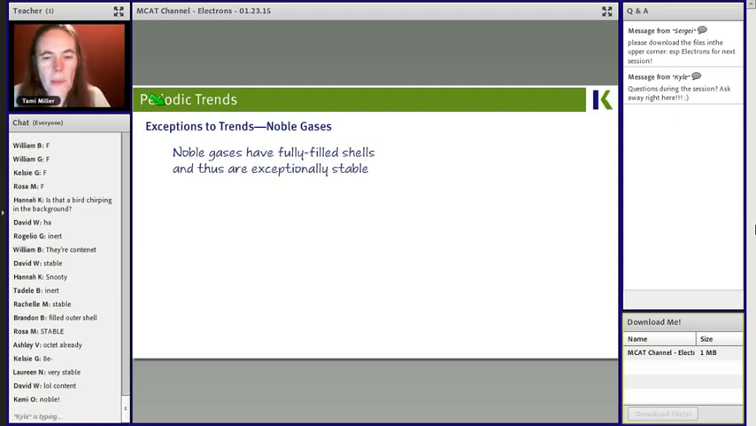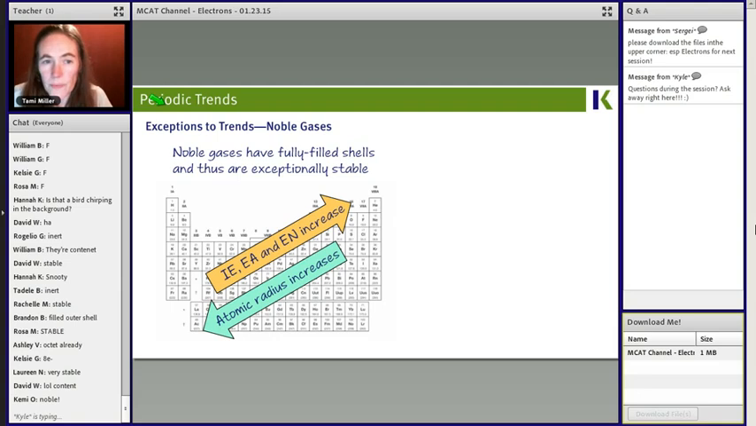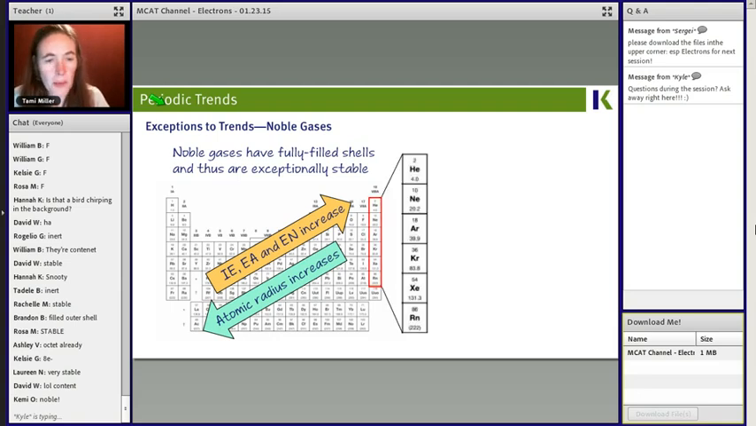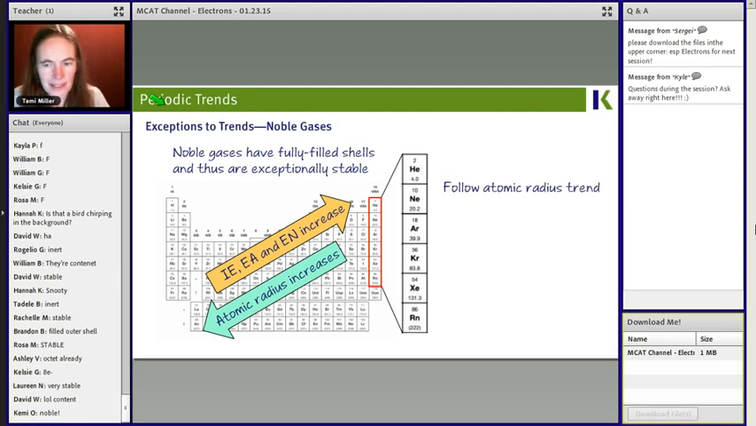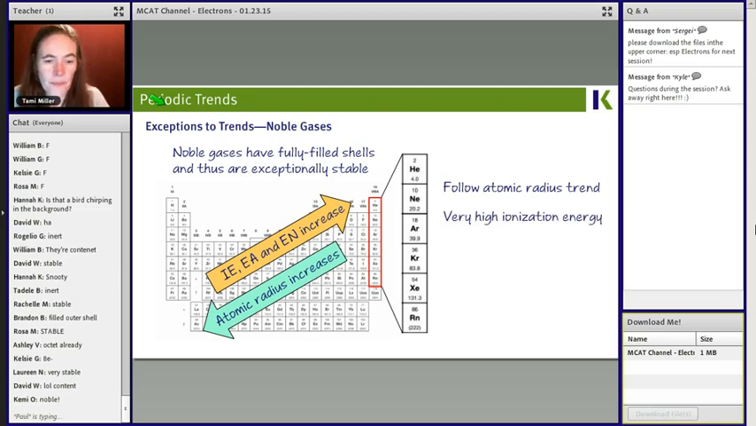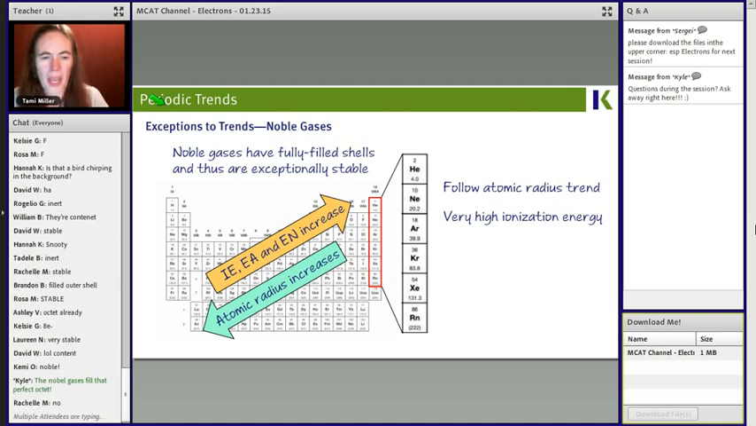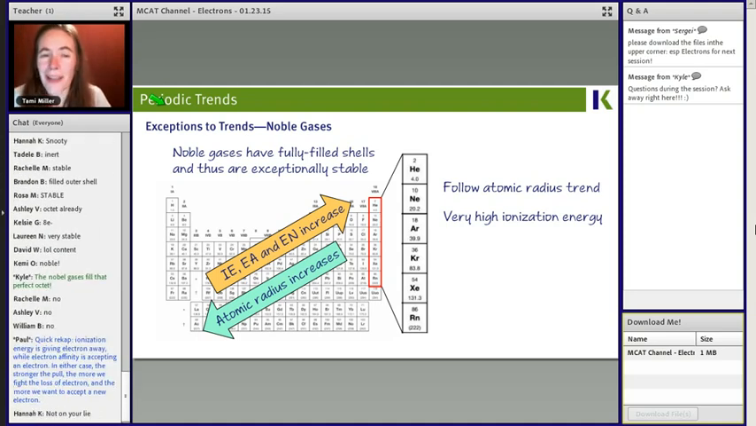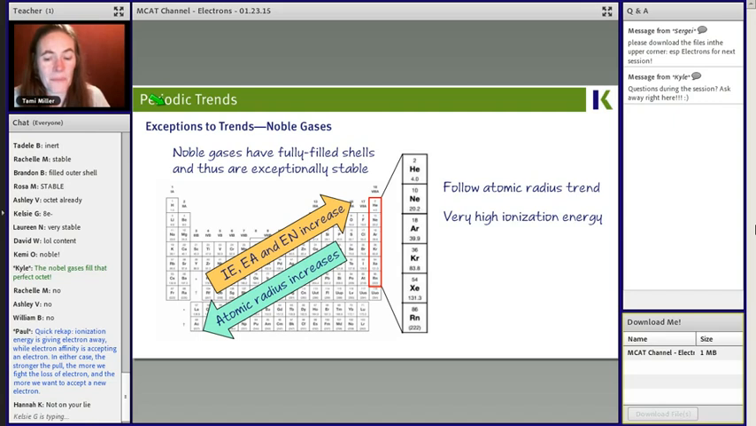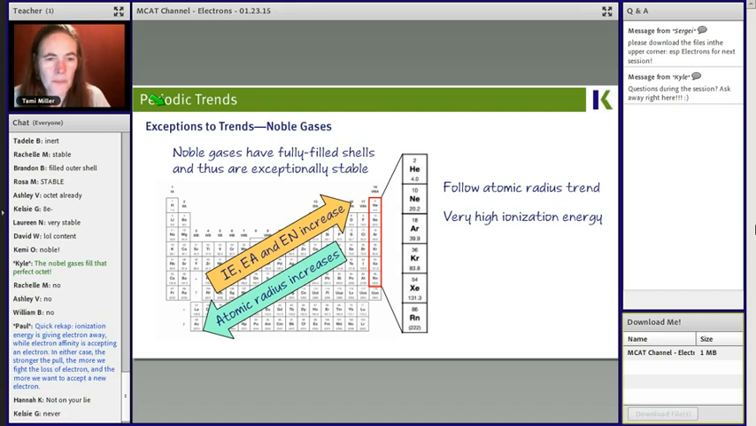So let's talk about what they do. When we look at these typical trends, they do follow the atomic radius trend. Okay, as we go from helium down to xenon, it's getting larger. They also follow the high ionization energy. They have a full octet. Are they going to give you an electron? No way. They're going to give it to you less than fluorine is going to give it to you. So that's absolutely true.